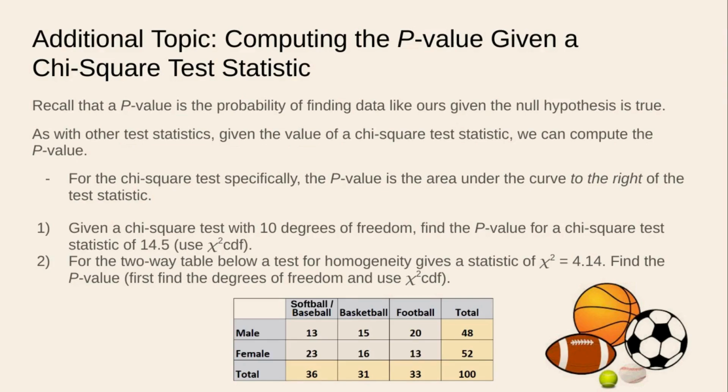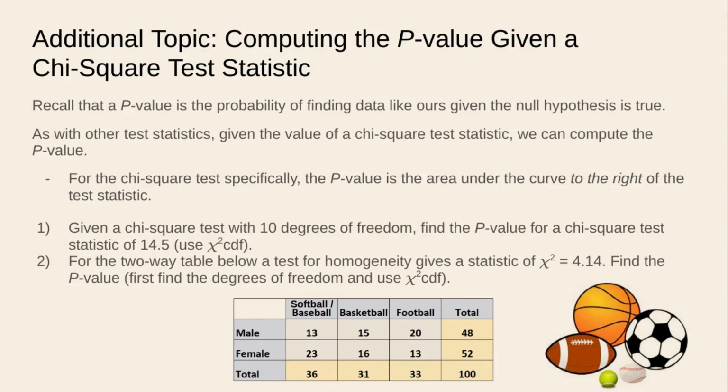Recall that the p-value is the probability of finding data like ours given the null hypothesis is true. So assuming the null hypothesis is true, what is the probability of finding data as extreme or more extreme than ours? As with other test statistics, given the value of a chi-square test statistic, we can compute the p-value. So there is a direct relationship between the test statistic and the p-value.